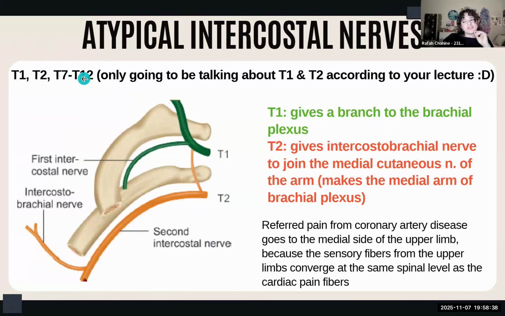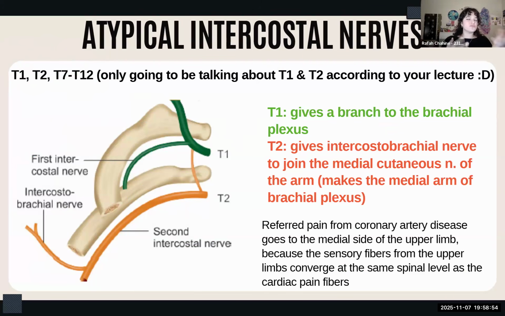T7 and T12 were not mentioned in the lecture, so I will not go into detail about them. I will not go into them, period, because the only ones that I saw in Dr. Elena's lecture were T1 and T2, okay? Fine. For T1, why is it atypical? It gives a branch to the brachial plexus.